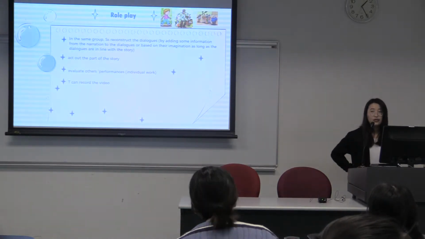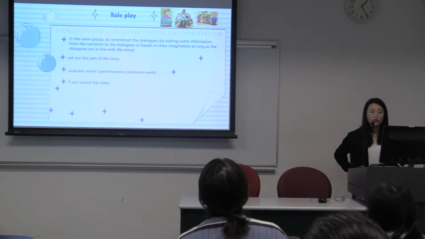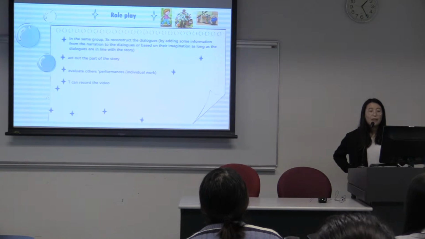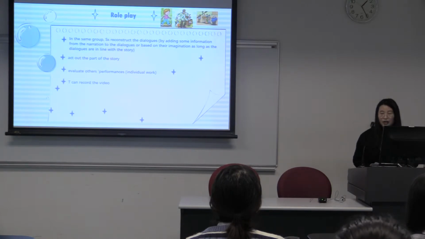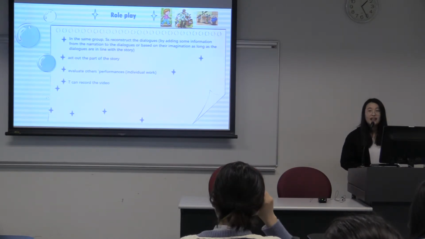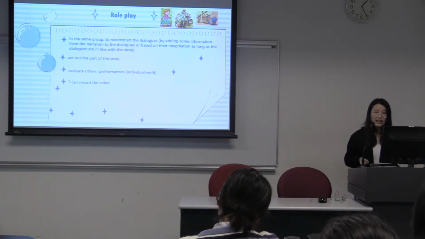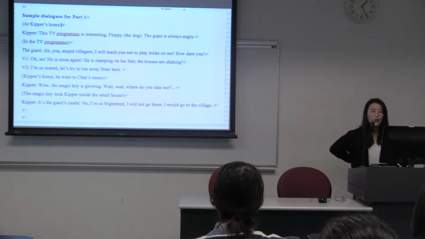And then it's a role play. In this task, we want students to finish the task step by step. For the first step, students need to reconstruct the dialogues by adding some information from the narration or based on their imagination. We think this step may not be very easy for them to finish, so we provide some scaffolding. They can refer to the printed part of the story, and we also provide sample dialogues for part 1, so they will know what they are supposed to do in this task.